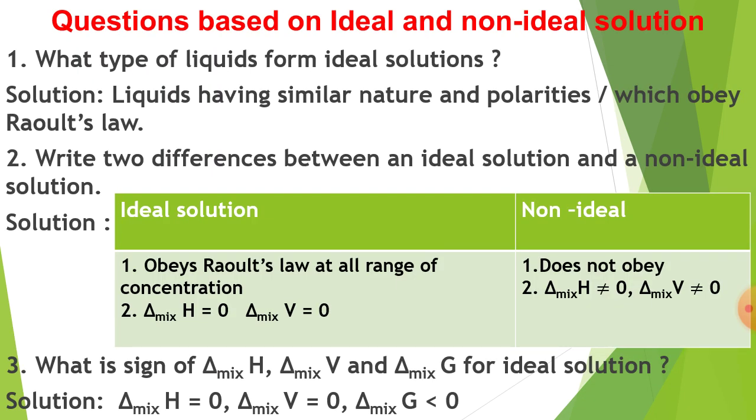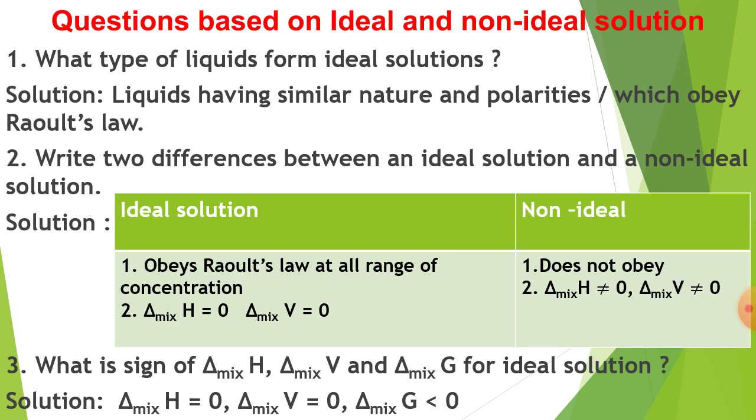Now, questions based on ideal and non-ideal solutions. Question number one. What type of liquids form an ideal solution? The answer, as I told you: liquids having similar nature and polarity, which obey Raoult's law, form an ideal solution. The examples are benzene plus toluene, CCl4 plus SiCl4, n-heptane plus n-hexane. These are the common examples of solutions which form ideal solutions.